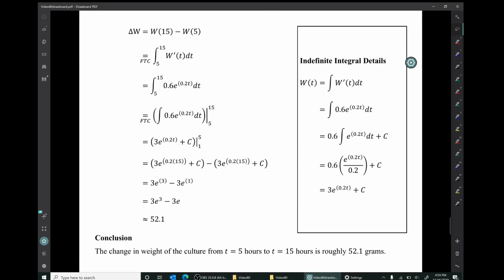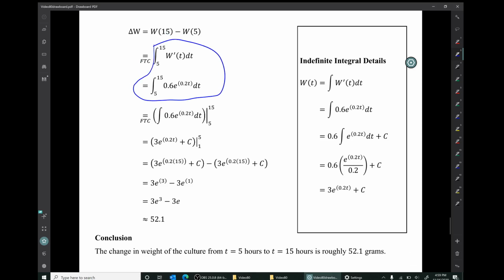Well, here's the solution. First thing that we do is we write the thing that we're trying to find, this change in weight, and then we use the fundamental theorem of calculus first to relate that change in weight to the definite integral of the rate of change of the weight. So remember, the change in value of a quantity equals the definite integral of the derivative of that quantity. Then we just substitute in the formula for W prime.